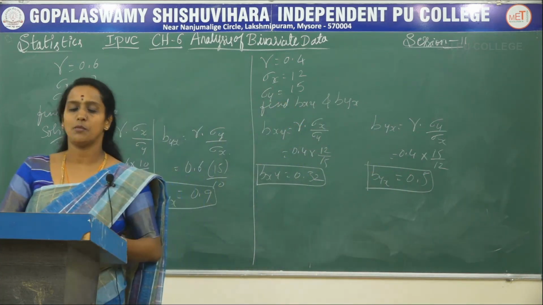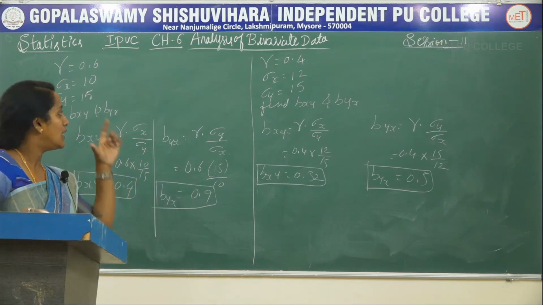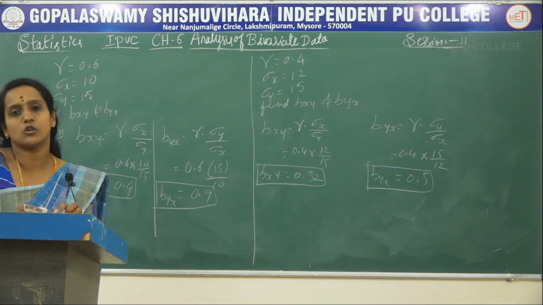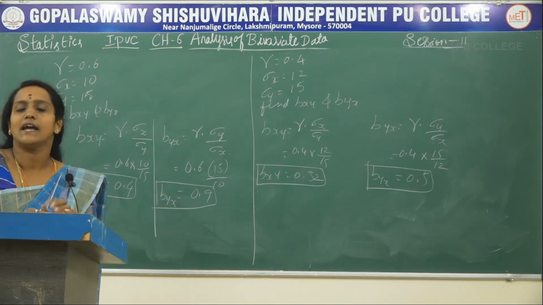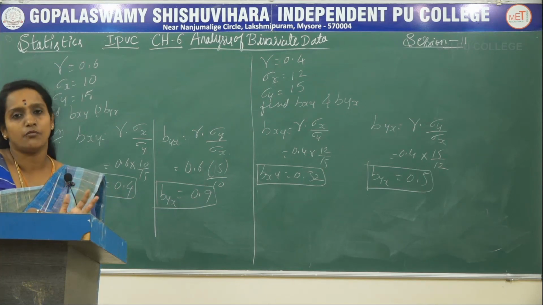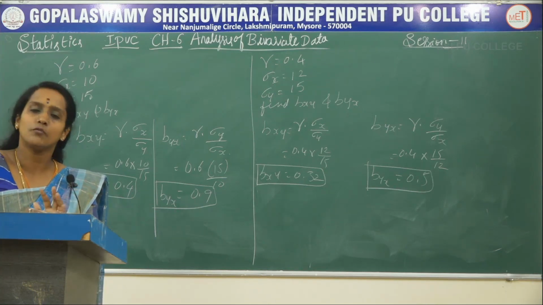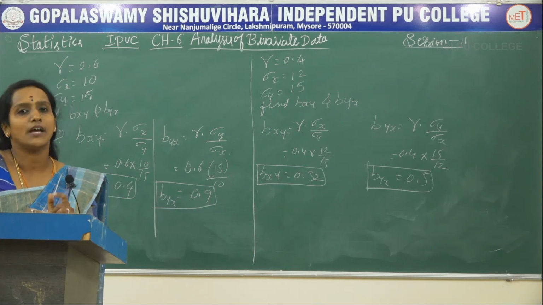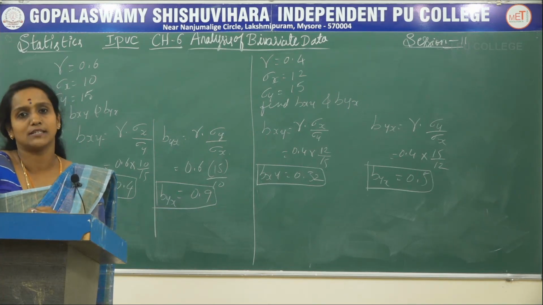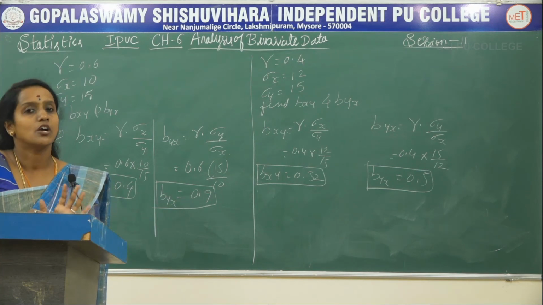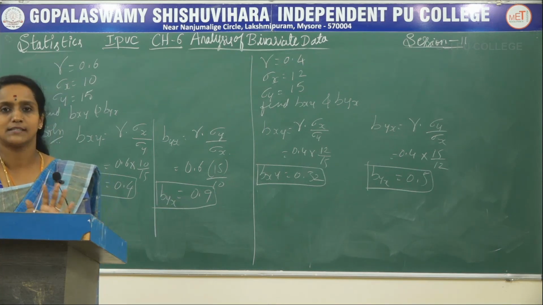So these two are the problems based on 2 marks. If they give the correlation coefficient and the standard deviation values, they will ask for either B of xy or B of yx, whatever they ask. Any one they will ask for 2 marks. Okay, this will be a very important concept for 2 marks. Thank you.